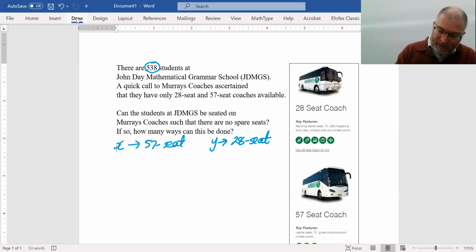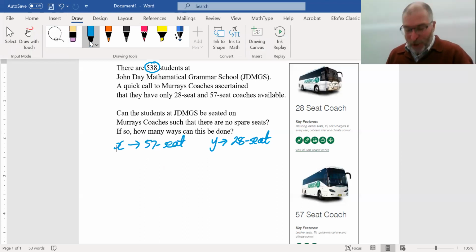And let me make a bit more sense of what I was saying. What I'm trying to say is that for each of those 57-seater buses, there's 57 students used. So if there's one, we've used 57 students up. If there's two, we've used 2 lots of 57, 114 students. If there's 3, we've used 3 lots of 57. If there's X of those buses, we've used up X lots of 57 students out of our 538.